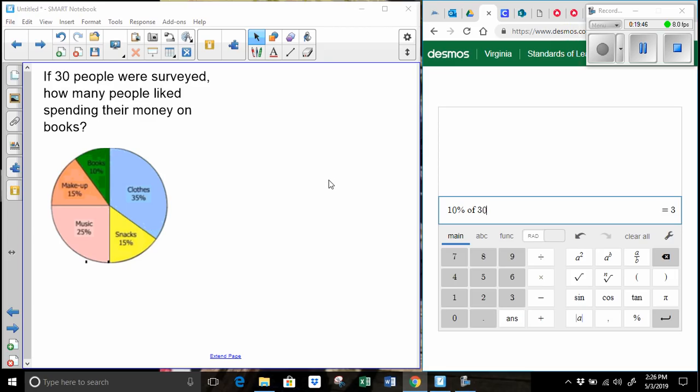Now there's other ways to solve this problem. You could have done 30 times 0.1, which is the decimal form of 10%, but just simply typing in 10% of 30 gives us 3, and that's our answer. So again, Desmos comes through another way.